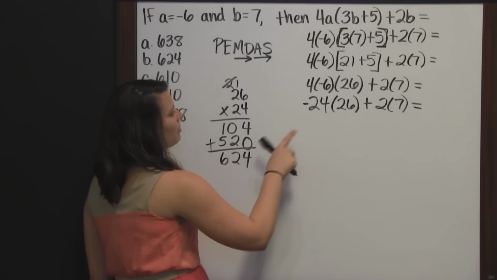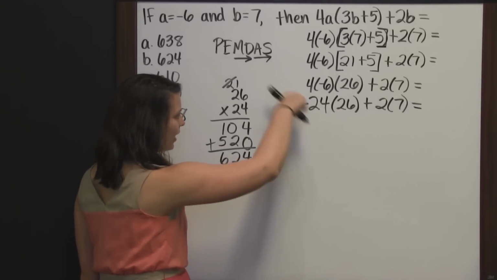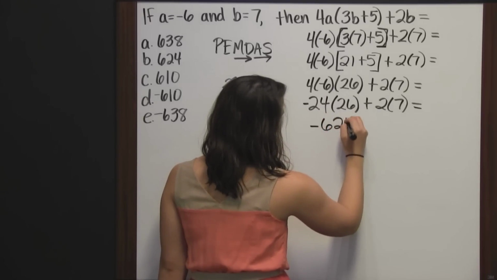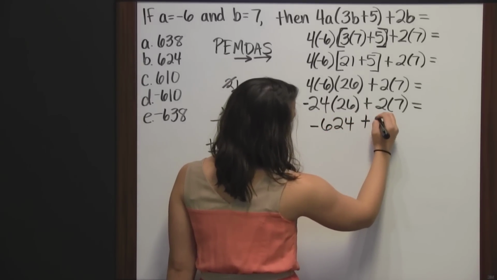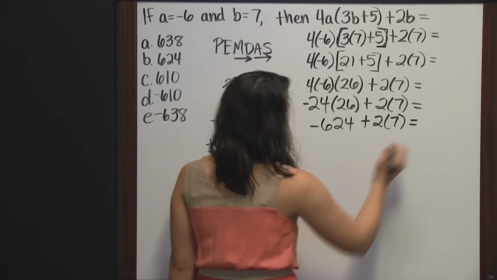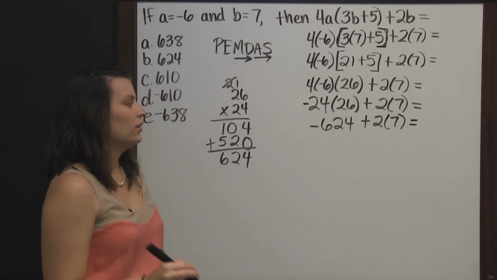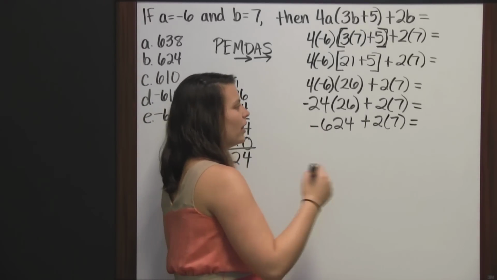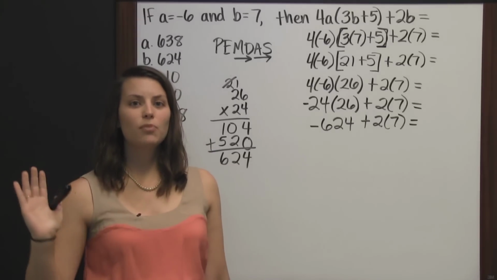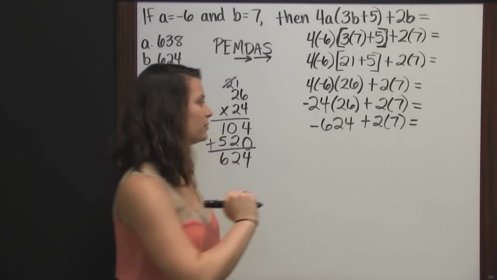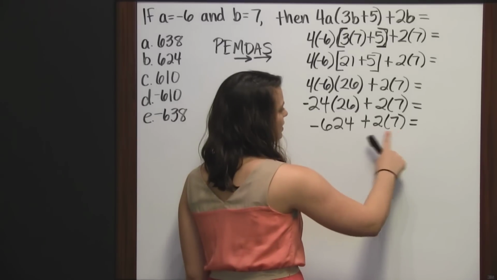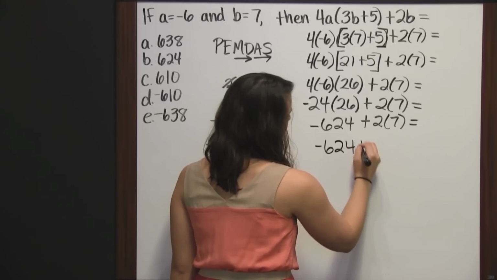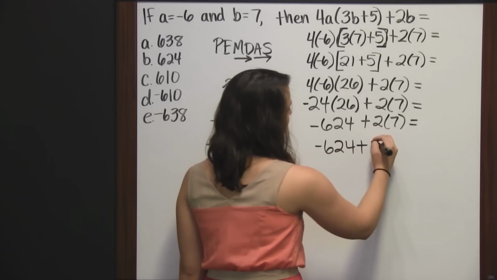But it was a positive 26 times a negative 24, which means it's a negative 624 plus 2 times 7. We're almost there. We need to continue with our multiplication until we've multiplied all the terms there are to multiply, which means we next need to multiply our 2 times 7. So we have negative 624 plus 2 times 7 is 14.